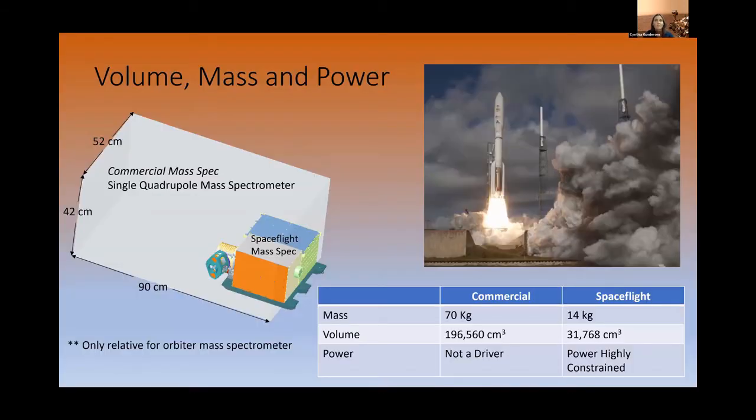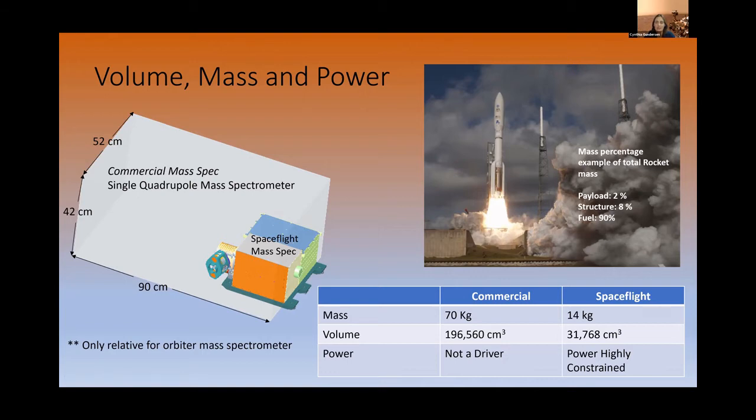So focusing on mass and volume, I show a single quadrupole mass spectrometer on the left. And this is a spaceflight version. So I show two single quadrupole mass spectrometers, a spaceflight version and a commercial version. Now, if you look at the table on the right, you can see that the mass and volume of the spaceflight version is about 20% of a commercial unit. But why is mass and volume so critical?